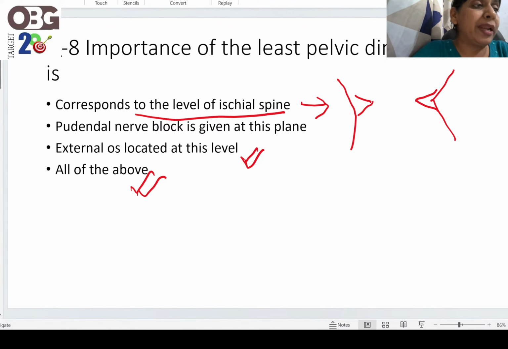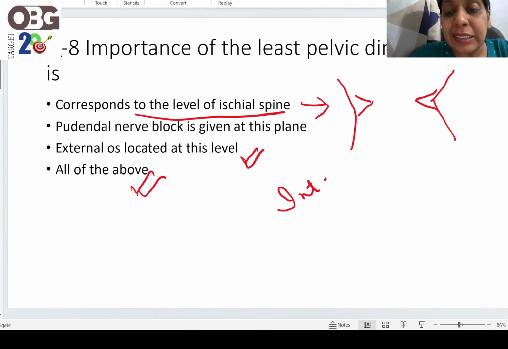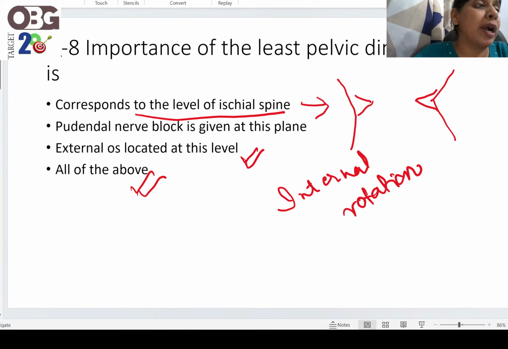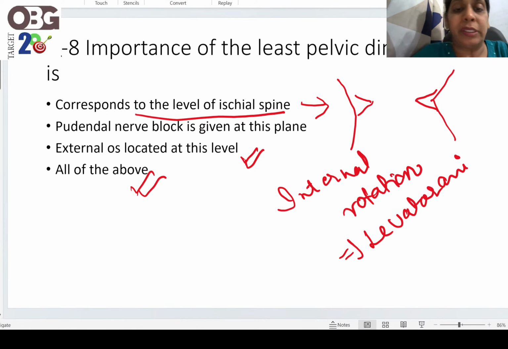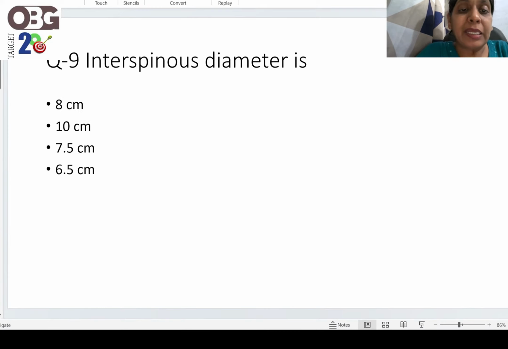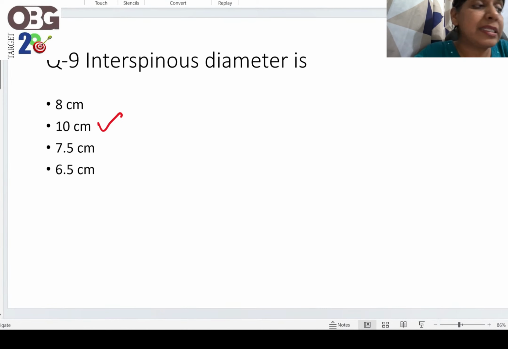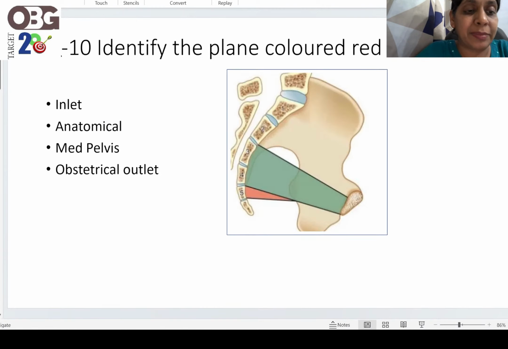This is also true. There are some other relevances: internal rotation also occurs here, because the levator ani is also at this level, so internal rotation also occurs here. The interspinous diameter is the diameter between these two ischial spines. This diameter is known as the interspinous diameter. This is 10 centimeter.